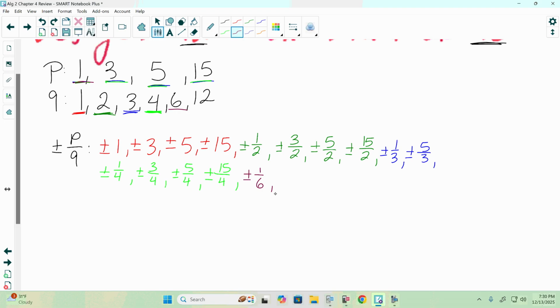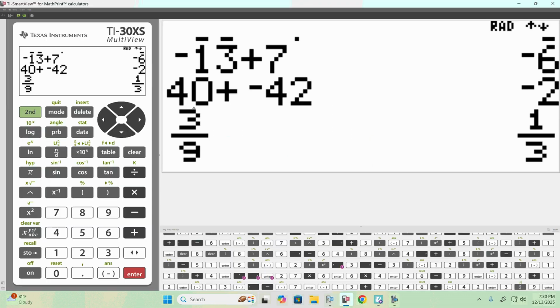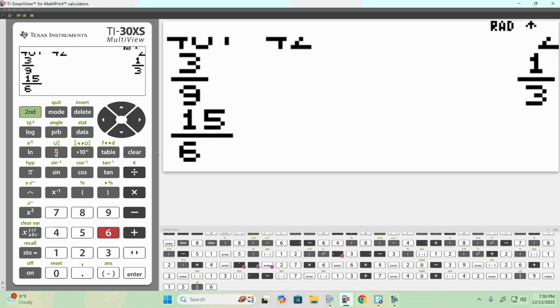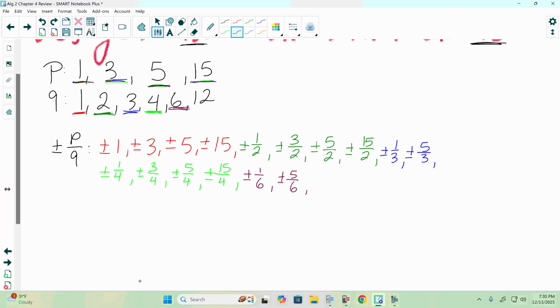So plus or minus 1/6. Now 3/6 reduces to 1/2. We do have 1/2, so we don't have to write it again. 5/6 doesn't reduce. It's not repeated, so we have plus or minus 5/6. And lastly, 15 over 6 does reduce. And again, with any of these here, we could type these in and see if they reduce. It does. 5/2, we have 5/2. We don't have to write it again.